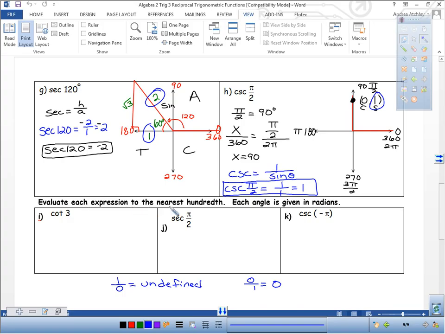Okay, evaluate each expression to the nearest hundredth. Each angle is given in radians. So this is when we're going to use our calculators. If you have a calculator, get it out. If you do not have a calculator, come grab one of these.